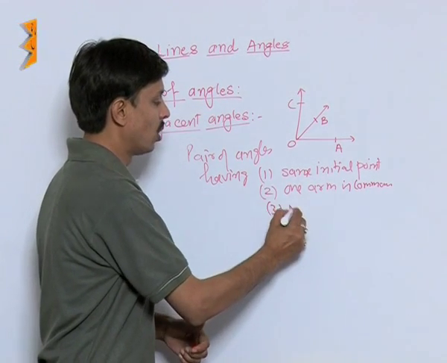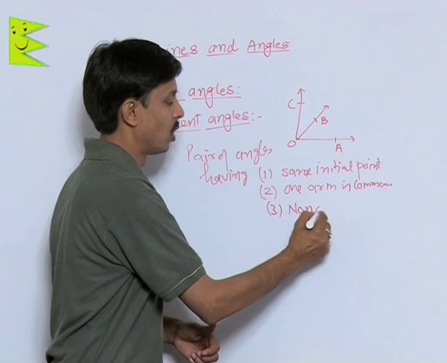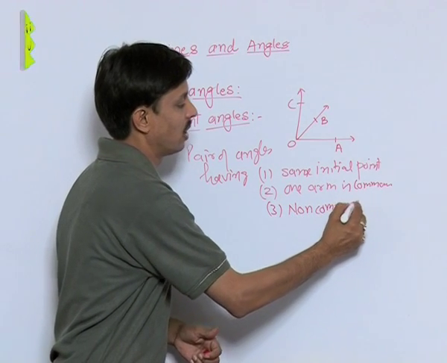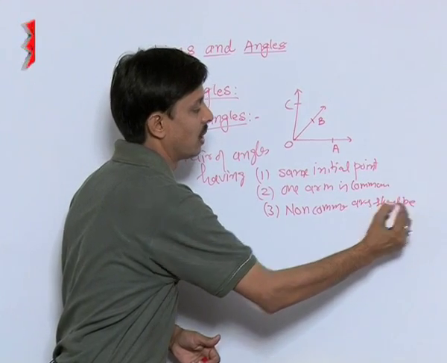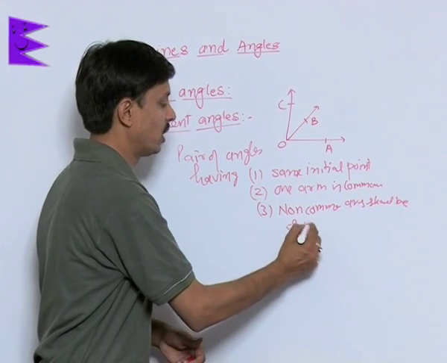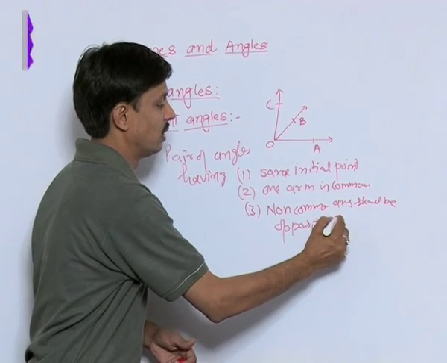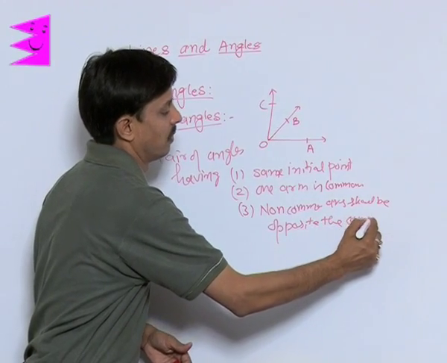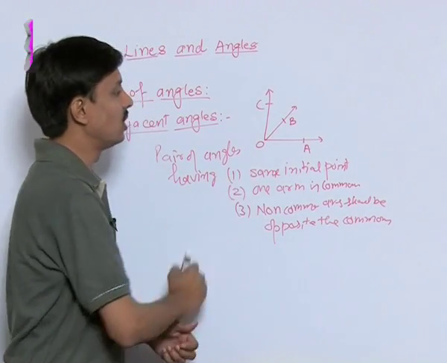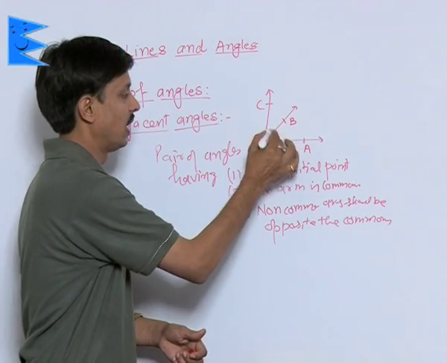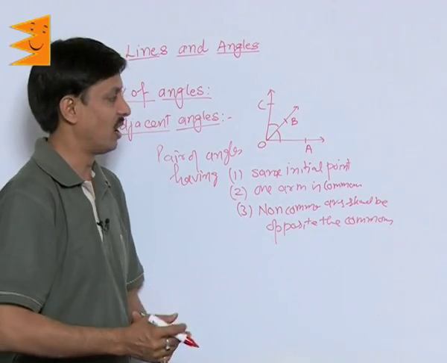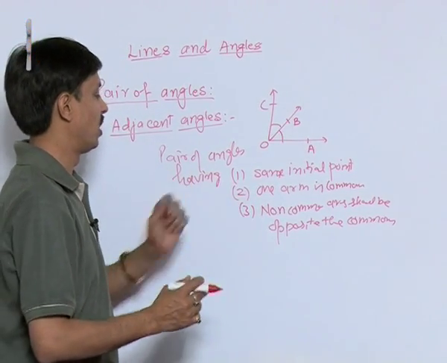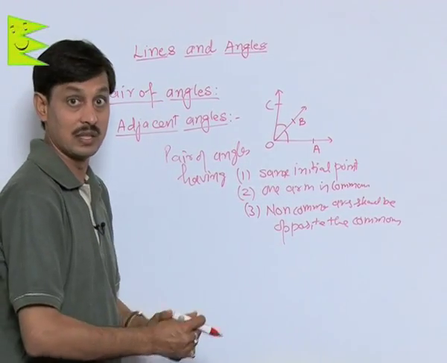Third, non-common arms should be opposite to the common arm. If these three conditions are satisfied in two angles, that is, in a pair of angles, that is known as the pair of adjacent angles.